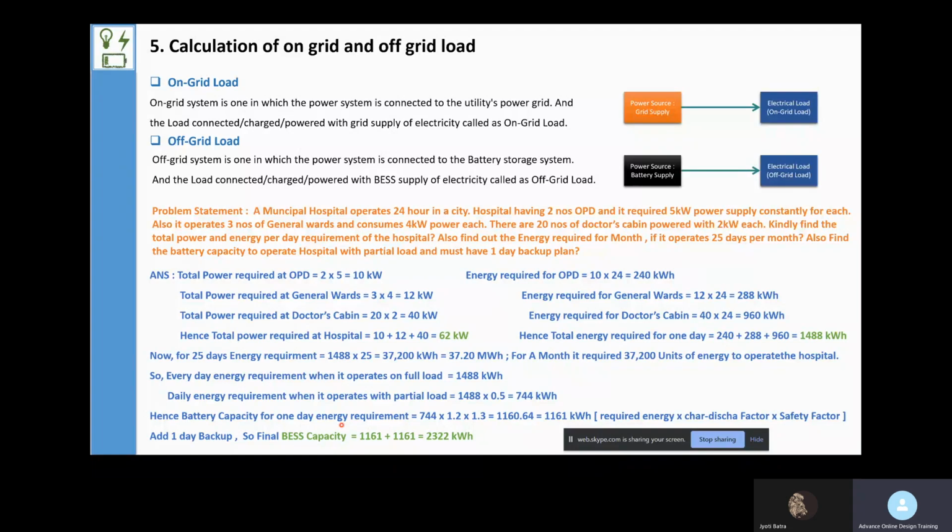So what will you have to do? If you want to meet your demand, you will have to increase the battery size. You need to incur that loss. Correct? Yes.